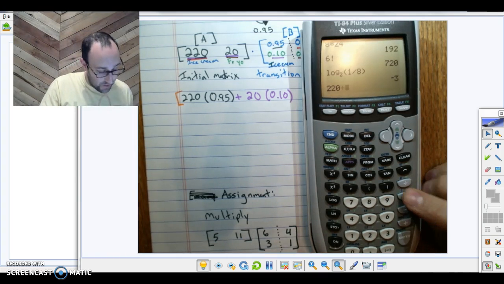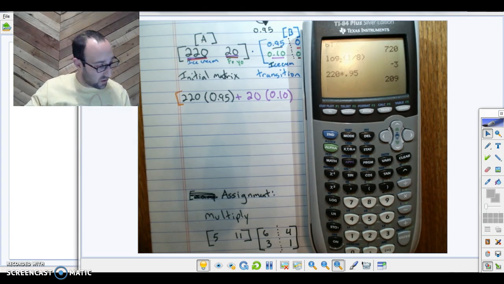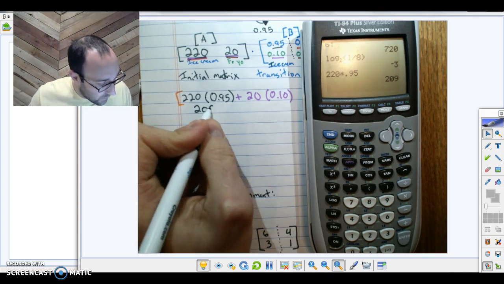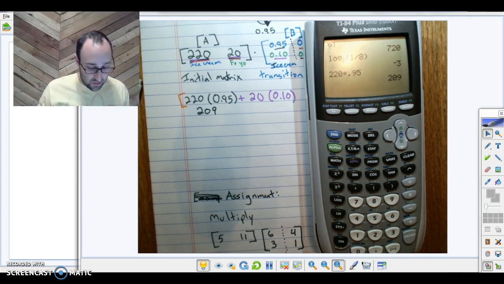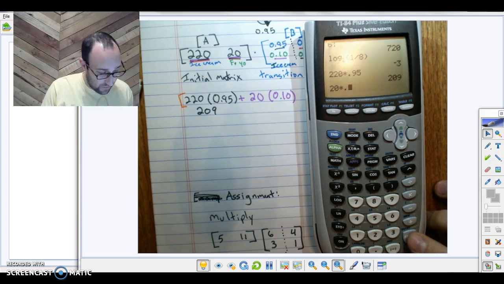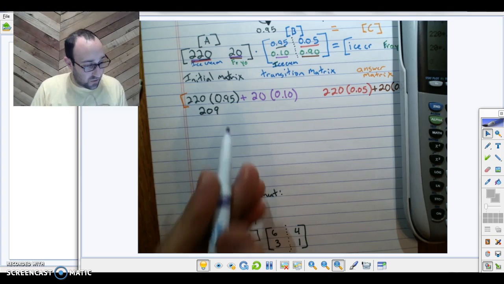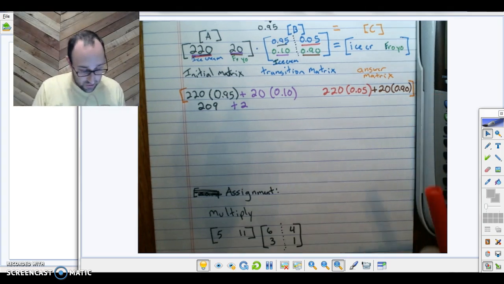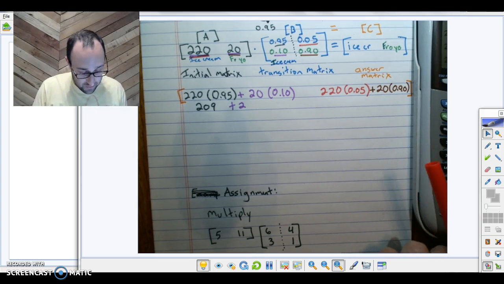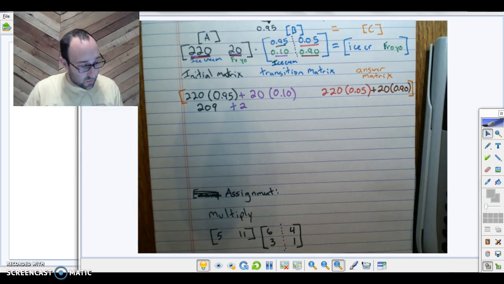220 times 0.95. I don't have to put in the 0, and you will get 209. So there'll be 209 who are still eating ice cream after that first week. And then I'm going to also do the 20 times 0.10. It's going to be 2. So we have, it's going to be 209 plus 2. And then we have the other one, 220 times 0.05. It's 11. So we're going to have 11.